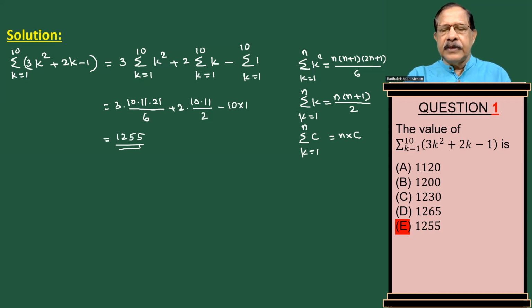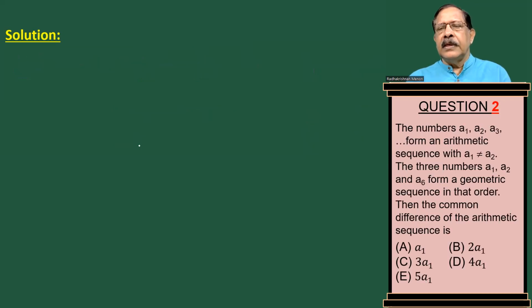Now, let us go to the next question. The numbers A1, A2, etc. are in AP. In that AP, 3 numbers A1, A2, A6 are in GP. So you have to find out the common difference of the AP. Okay, so let us assume the AP: a, a plus d, a plus 2d, etc. be the arithmetic progression.